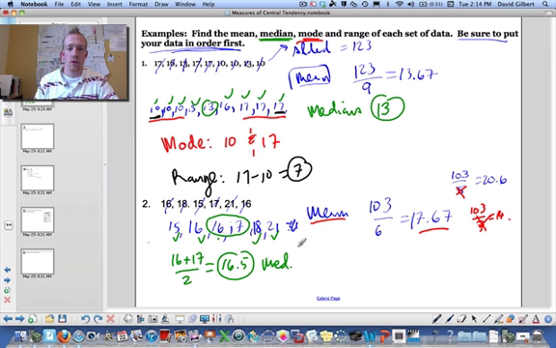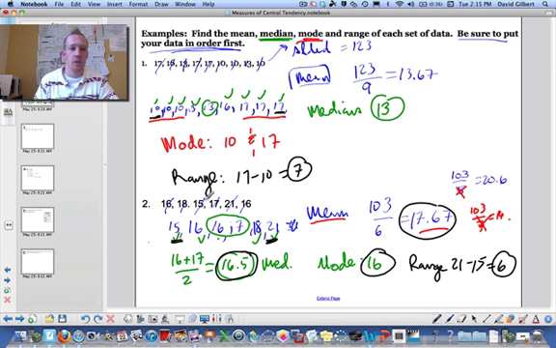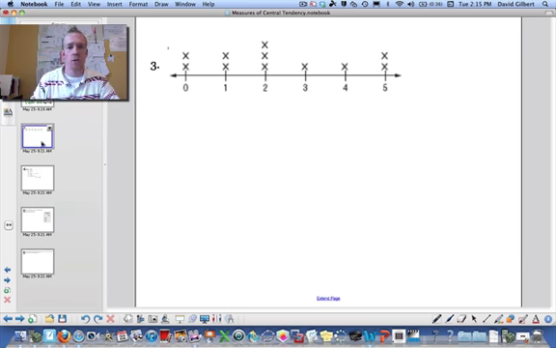The mode would be a 16 because that's the most used, and it's just a 16, that's it. And the range is largest minus the smallest. So that's a 21 minus a 15. And that gives us a 6, so we have a range of 6. So mean, median, mode, range. Alright, so this one I'll let you guys do for the U-try.